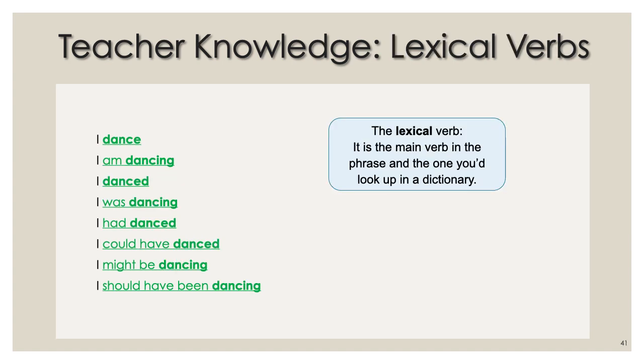So just to reiterate that notion of the lexical verb, it is the main verb in the verb phrase, and it's the one you'd look up in the dictionary. And actually all of those verb phrases here are about dancing, and they express different shades of meaning related to dancing. That's why it's the main verb. And look at the position of that lexical verb. It's either freestanding on its own, as in that first example, I dance, or it's last in the verb phrase. So that's something else that helps you with knowing where the verb phrase ends. It will always end with that lexical verb.